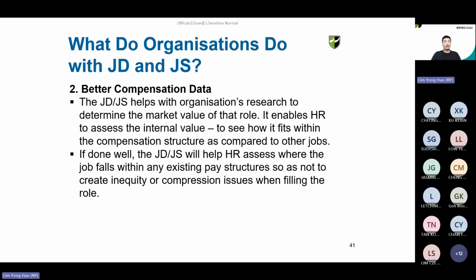If you have a good JD and a good JS, you will have a more principled approach towards deciding the value of the job or task that certain people are doing, and then give a more fair way of compensating, meaning salary and benefits. So you are allowing a more justified way of looking at how you want to pay somebody, rather than a very arbitrary rule.